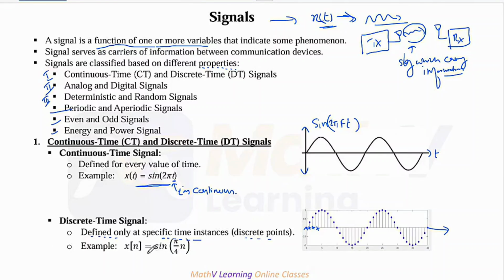So for example, x of n equal to sin pi by 4n, where this n is discrete, and n is an integer, that is 0, 1, 2, etc. The n can have any value 0, 1, 2, etc. integer values. Okay, while here it's a continuous value, right?